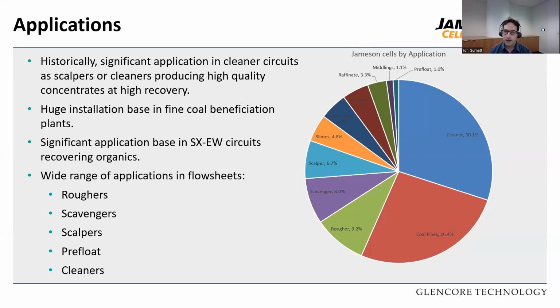But what I really want to stress here is that the Jameson cell design is highly flexible, and it can be put anywhere in your circuit. You just need to configure your cell for that duty. For that, we have applications for roughers, rougher scalpers, scavengers, free floats, cleaners, and can pretty much do your whole circuit, which we identify as the Jameson concentrator.